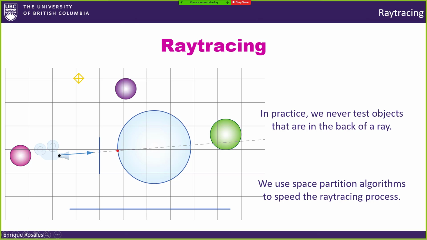Okay, so that basically will never happen, right? You will never check objects that are behind the ray. It doesn't matter if it's a primary ray that is coming from the camera, or if it's a secondary ray that is, for example, checking shadows, right? You will never check something that is behind. What can happen also is, look at this object here.